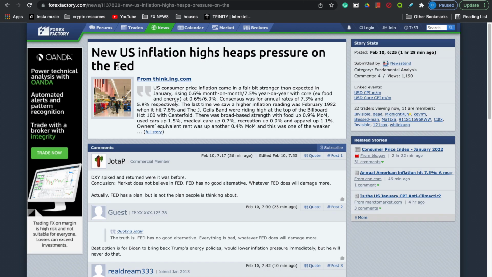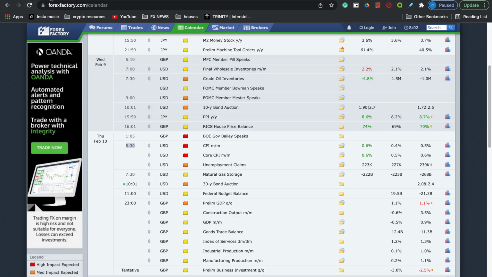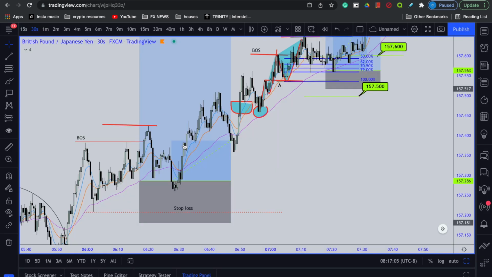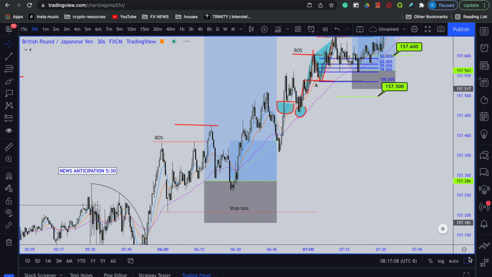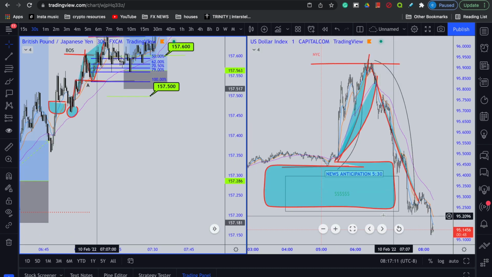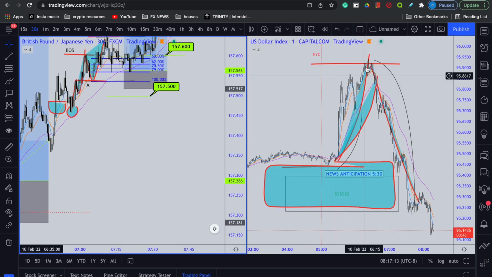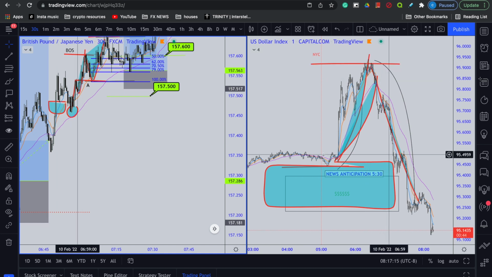Okay, what can we see here? New U.S. inflation highs heap pressure on the Fed. U.S. consumer price inflation came in a bit stronger than expected. All right, so these are two bullish articles surrounding the news that came out. How could we have utilized that in tandem with the news manipulation? We can see a sell-off, i.e. we see what? A buy-off on the United States dollar. Okay, I went over that, but then the market completely reverses. This was a buy the rumor, sell the news event.